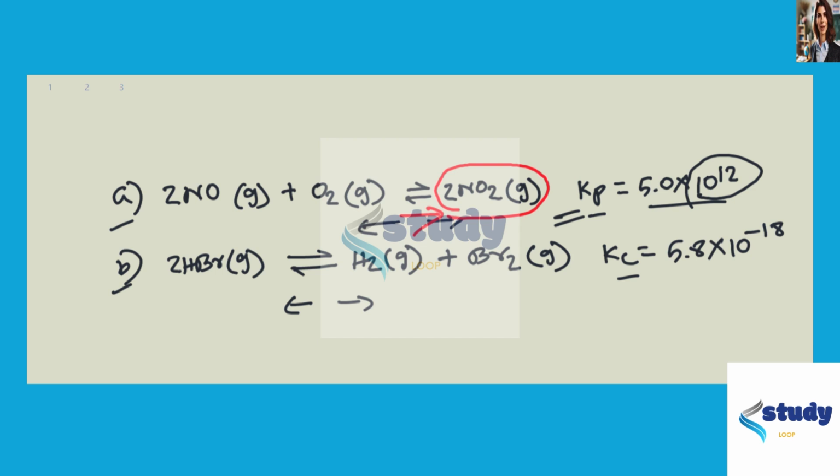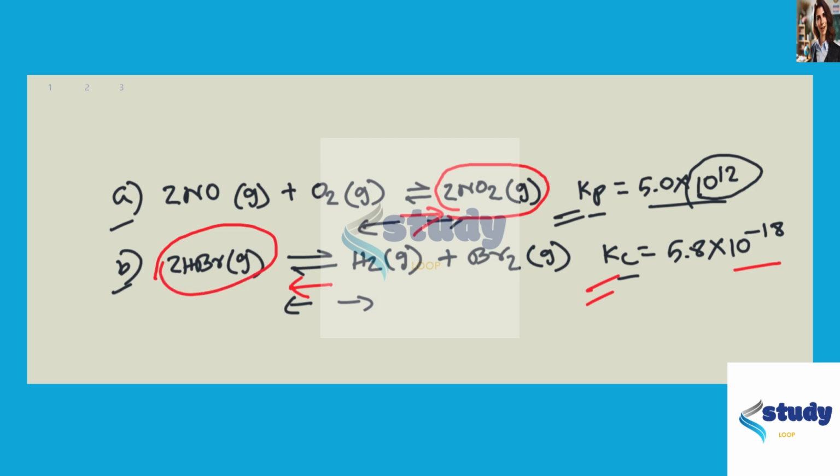And in case of B, we have the equilibrium constant Kc value as 5.8 times 10 to the power minus 18, which is a very small value. For that reason, for this reaction, the equilibrium will lie to the left or it will favor the reactant formation.